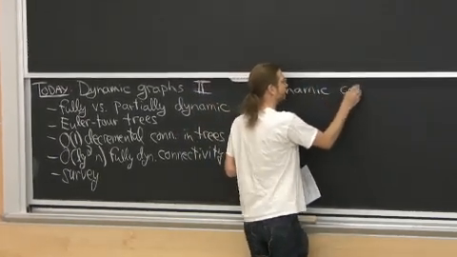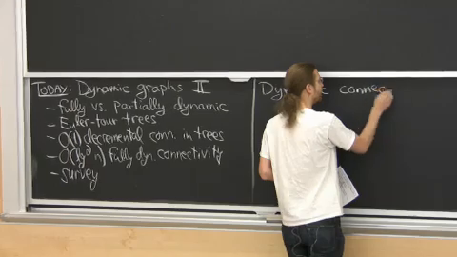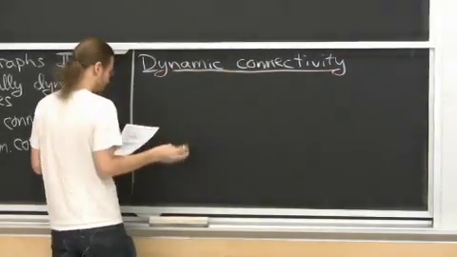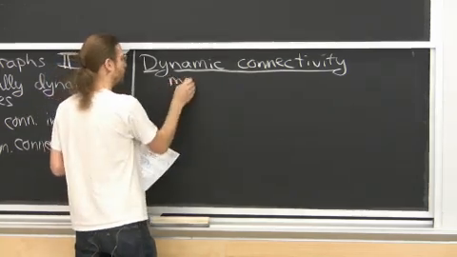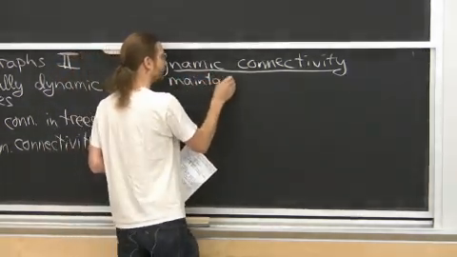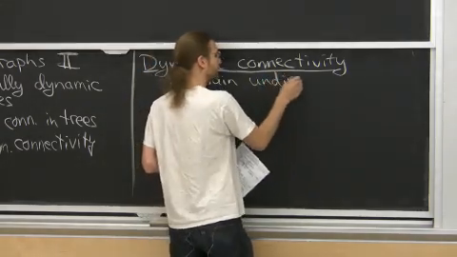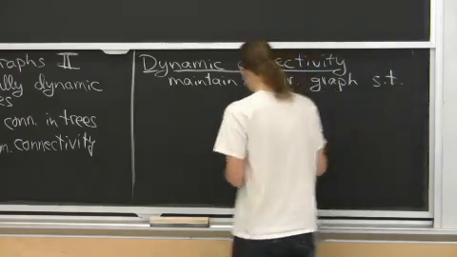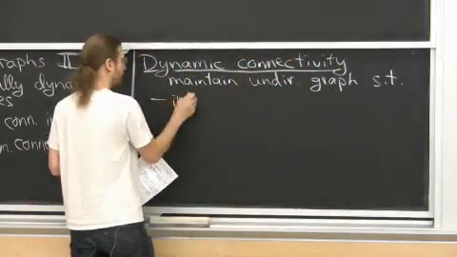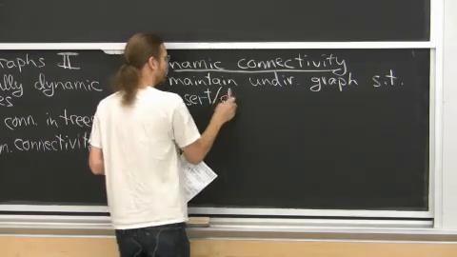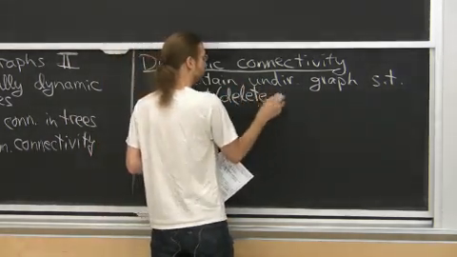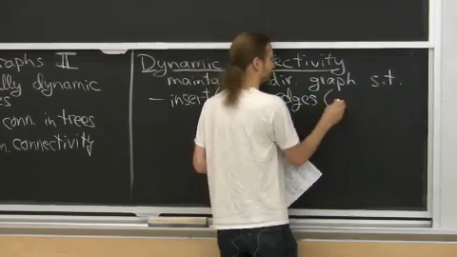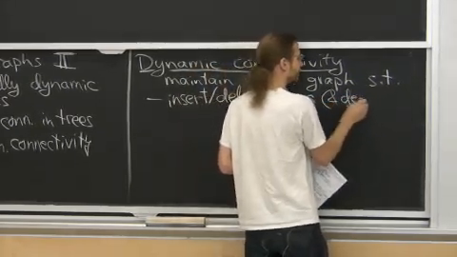So let's start out with the definition of the problem. We'll be focusing today mostly on this dynamic connectivity problem. Maintain an undirected graph subject to edge insertion and deletion. And you can also insert and delete degree 0 vertices.